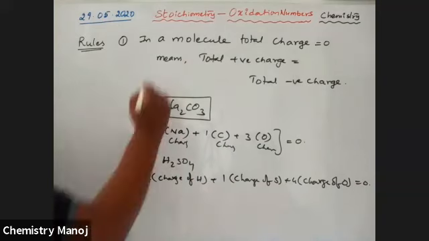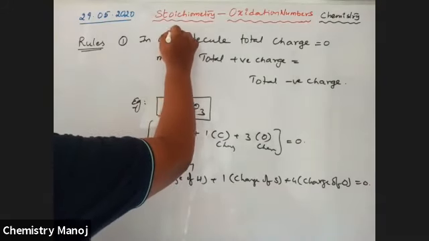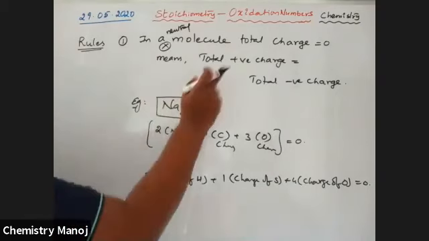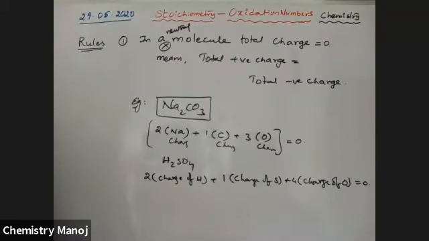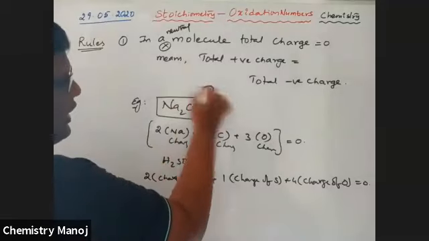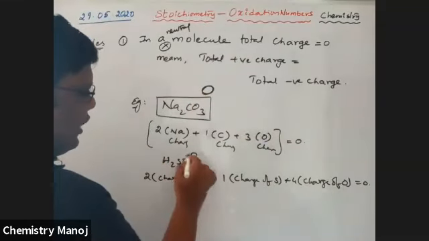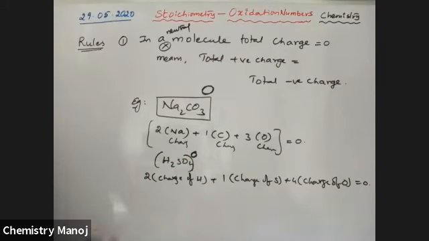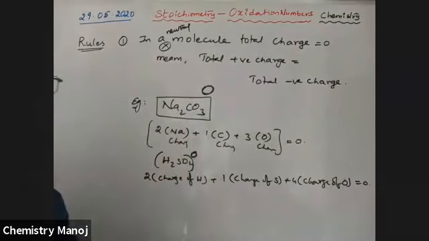So in a neutral molecule, total positive charge is equal to total negative charge. That means no charge is there on this, 0 charge. On this no charge is there, H2SO4 total charge becomes 0. So in this case, the total charge is equal to 0.